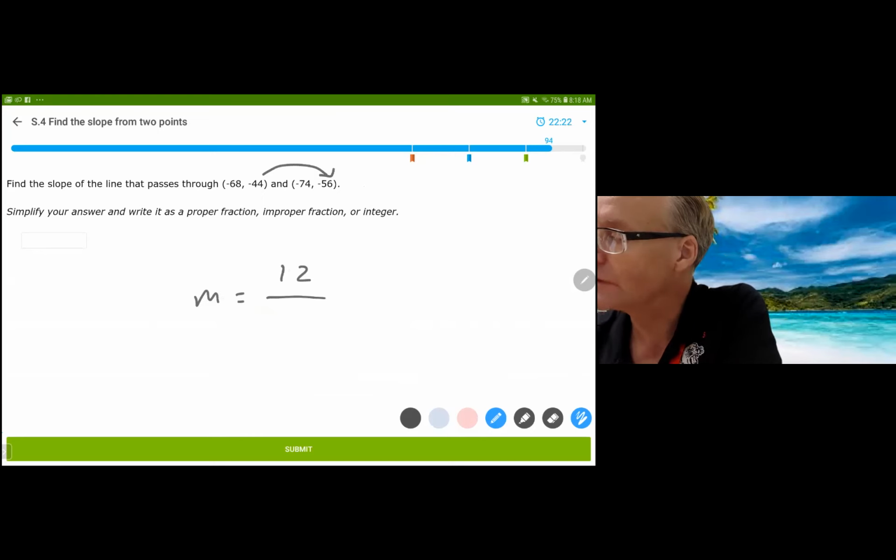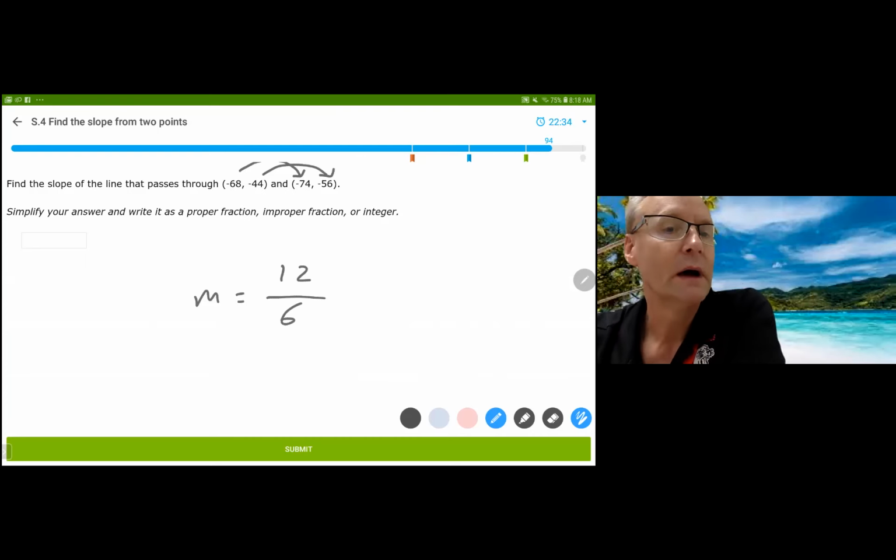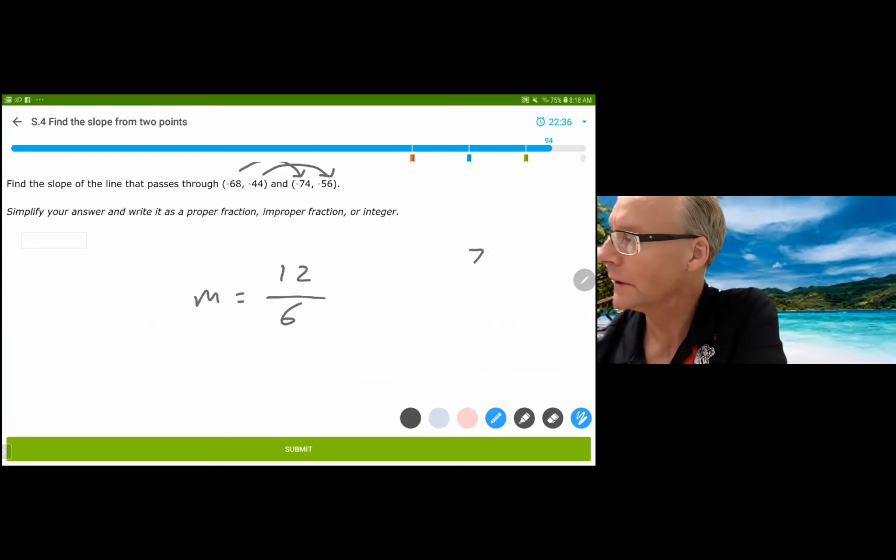And I still have to go in this direction. And I've got a positive 74 and a negative 68. So can you see the 6 in your head yet? Practice a little bit and you'll be able to, I promise. It's 74 and a negative 68, and I'm putting them together.